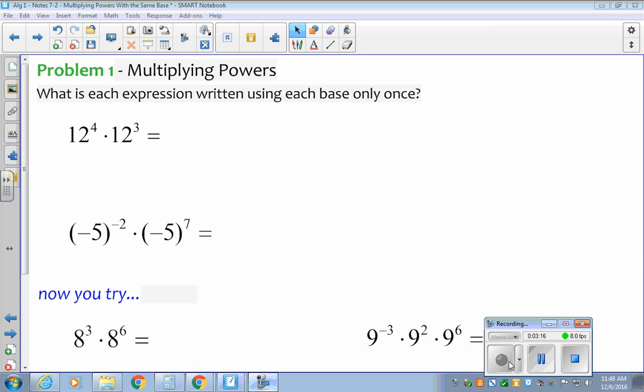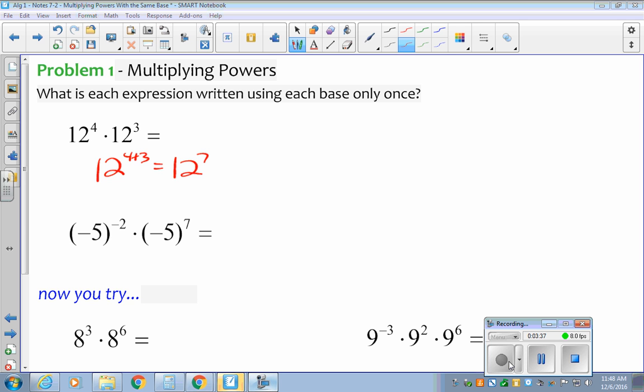So when you have negative exponents, you still add your exponents together. So in this case, this would be 12 to the 4 plus 3. That would be 12 to the 7th. And remember, in this case, we're not getting the actual value out. We're just keeping it in base exponent form.